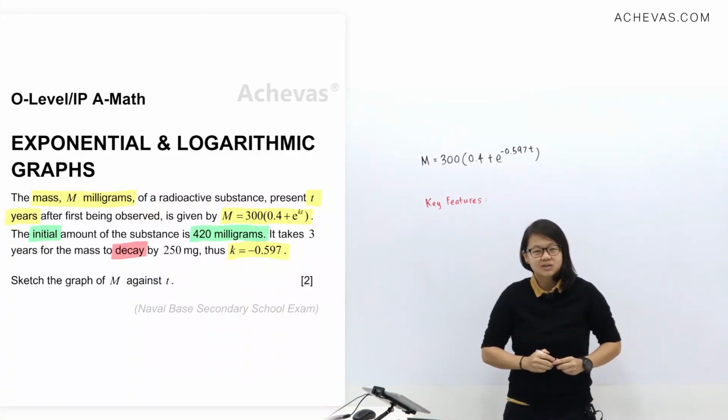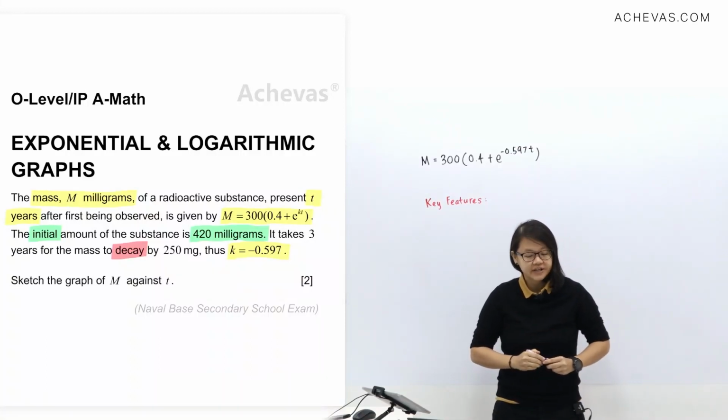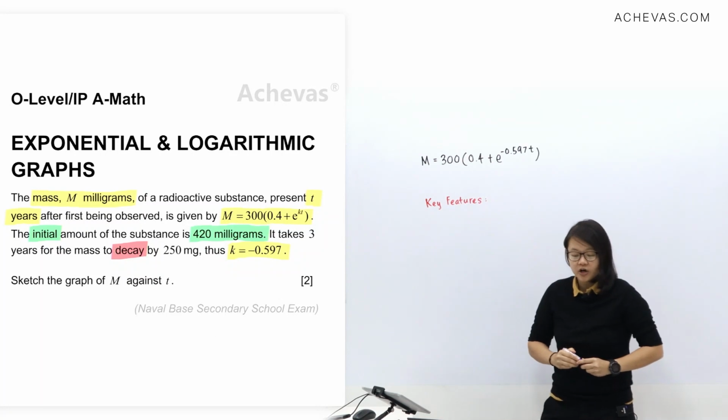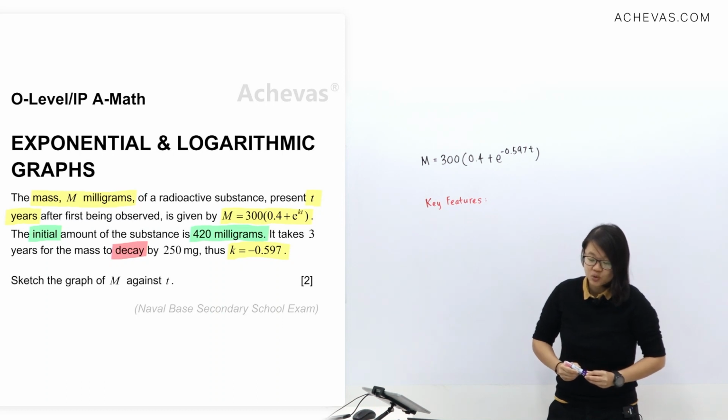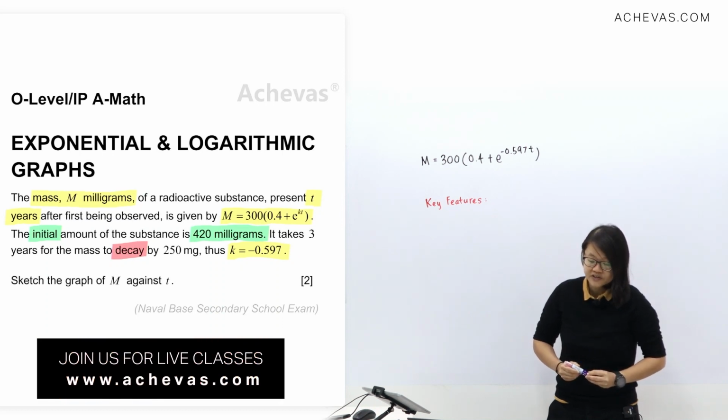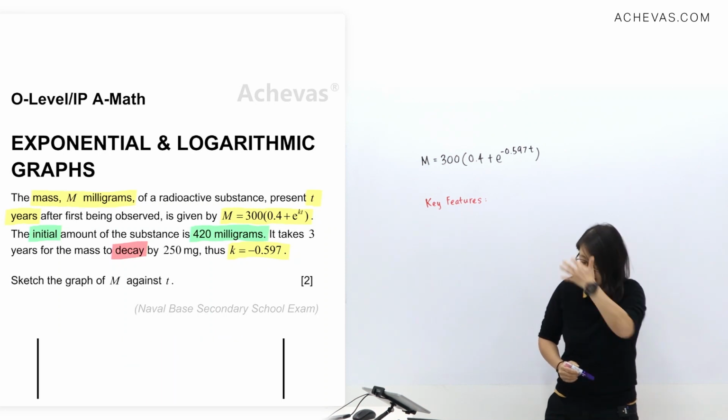Let's take a look at a question here from Naval Base Secondary. The mass m milligrams of a radioactive substance present t years after first being observed is given by m equals 300 multiplied by (0.4 plus e to the power of kt). The initial amount of the substance is 420 milligrams. It takes 3 years for the mass to decay by 250 mg. Thus, k equals negative 0.597. Sketch a graph of m against t.